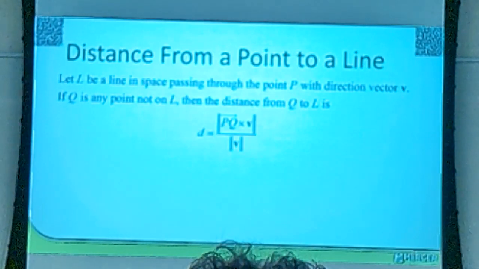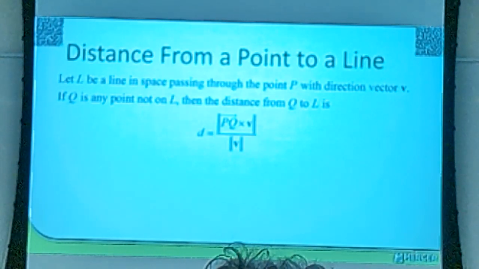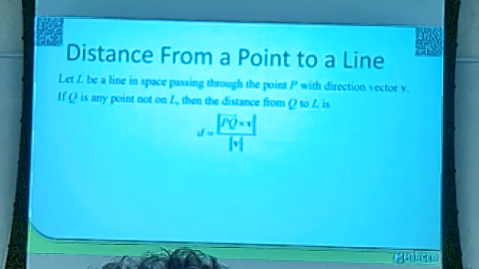So this is distance from point to a line, and again, define the shortest distance from a point to the line.